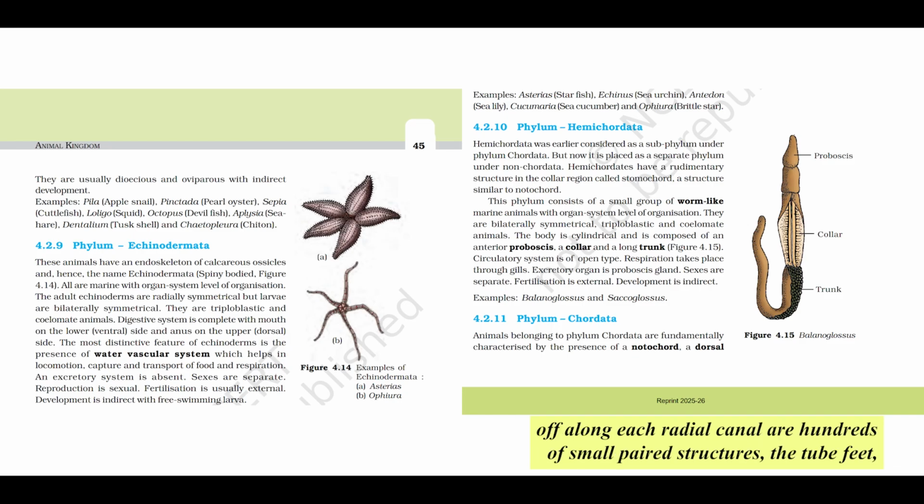Exactly. Now, branching off along each radial canal are hundreds of small paired structures, the tube feet, podia. Each tube foot typically consists of two parts. An internal bulb-like muscular sac called the ampulla, which lies within the coelom, and an external slender projection, the podium itself, which often ends in a suction cup. Ampulla inside, podium with sucker outside. Got it. How do they move?